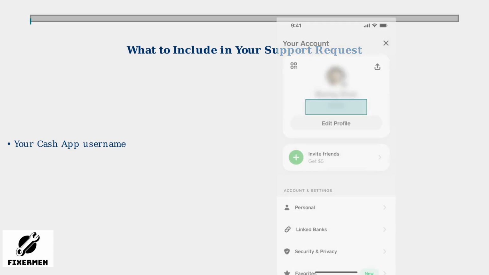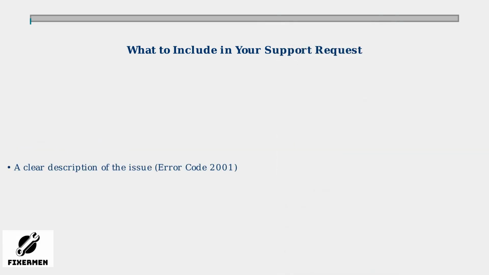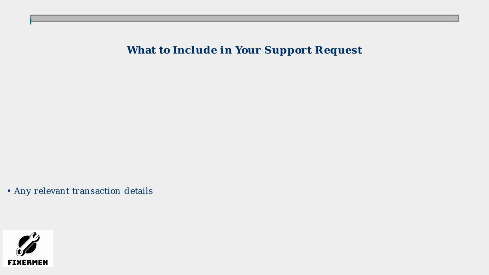First, provide your Cash App username. This is essential for support to identify your account. Next, include a clear description of the issue, mentioning that you're seeing error code 2001. Finally, provide any relevant transaction details that might be related to the restriction. Including these details will help support understand your situation and provide faster assistance.